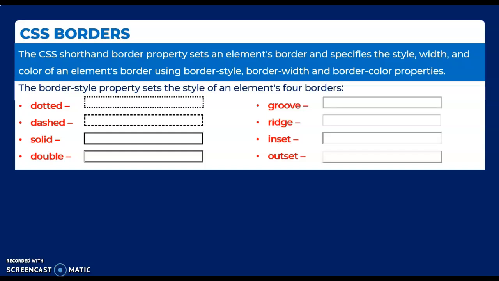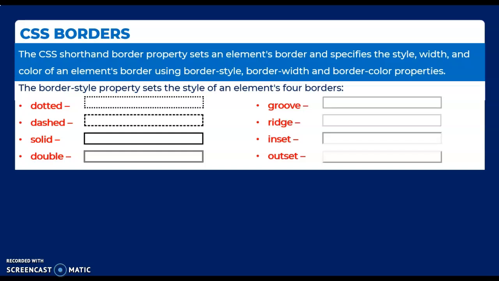Dotted defines a dotted border. Dashed defines a dashed border. Solid defines a solid border. Double stands for a double border. Groove defines a 3D grooved border. The effect depends on the border color value.